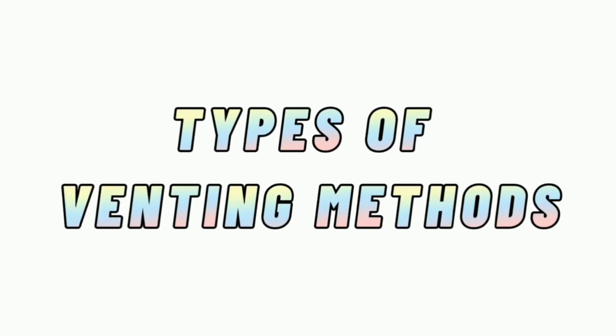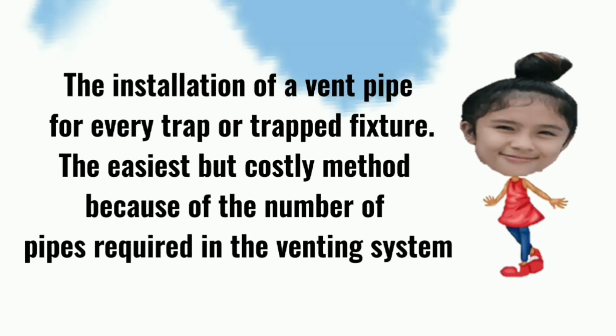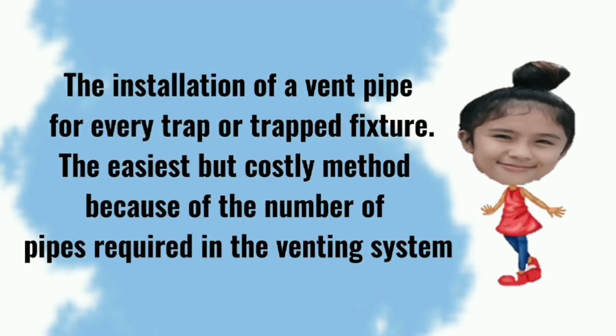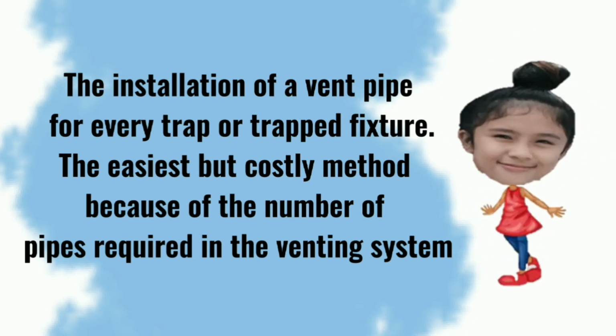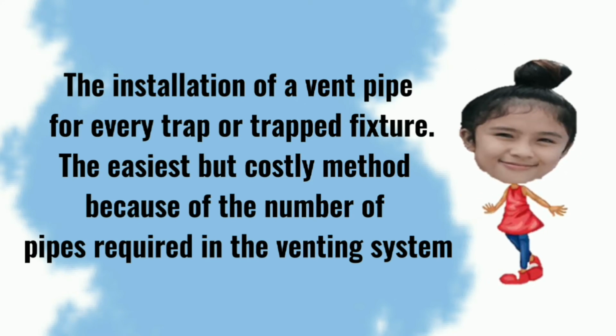Now, let's go to the types of venting methods. First is individual vents. Individual venting is a method of installing a vent pipe for every trap or trap fixture. It is the easiest among the methods but it is somewhat costly because of the number of pipes required here.